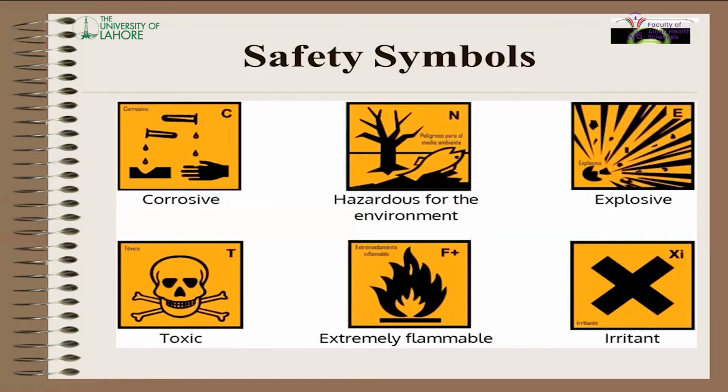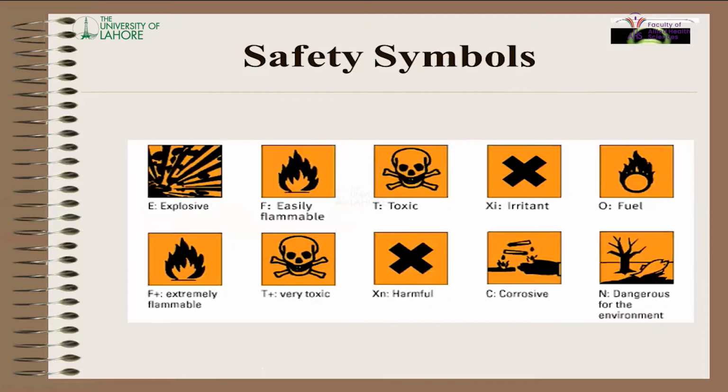So there are also symbols like corrosive and hazardous for the environment. As you can see, explosive means that it can cause an explosion if used irresponsibly. Toxic, extremely flammable, irritant. So there are a variety of chemicals which can be harmful to the environment and to the worker also. So always try to place flammables in a metal cabinet.